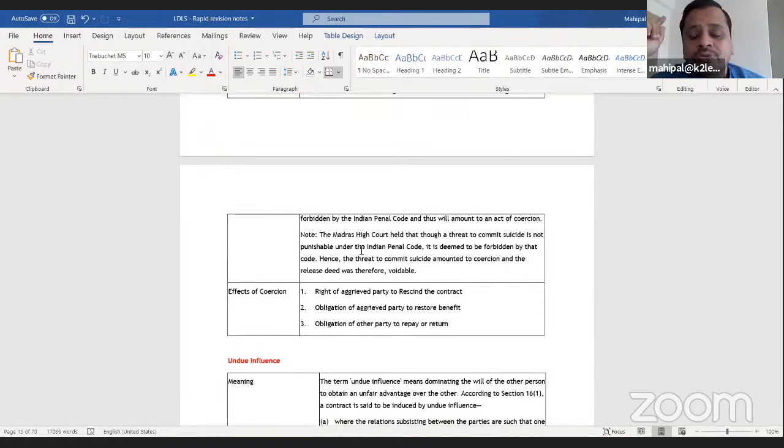Next, effects of coercion. It becomes voidable at the option of the aggrieved party. Any benefit given should be restored. Am I clear?